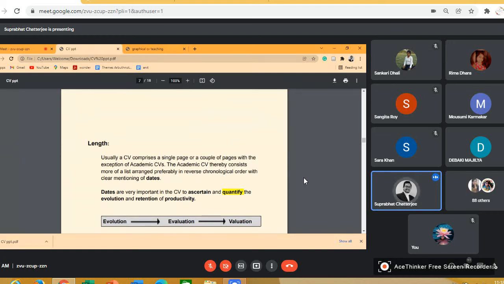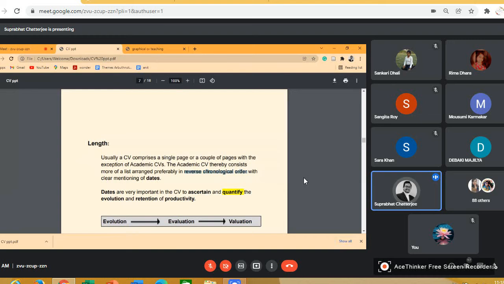একাডেমিক সিভির ক্ষেত্রে আমরা we list out, actually it's a list of all we have done, all the degrees that we had, all the things that we have achieved throughout. So the academic CV is a sort of exception, but generally a CV comprises a single page or a couple of pages. And look at this specific term I'm using, reverse chronological order. What is this? The data are presented in reverse chronological order.